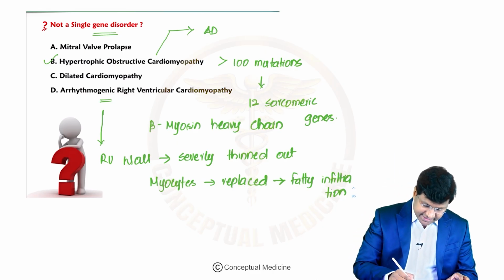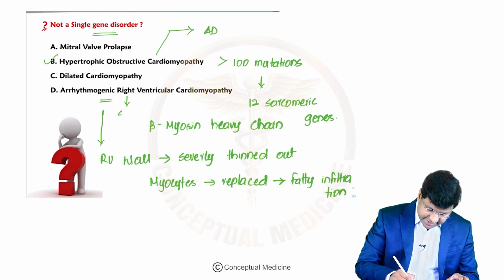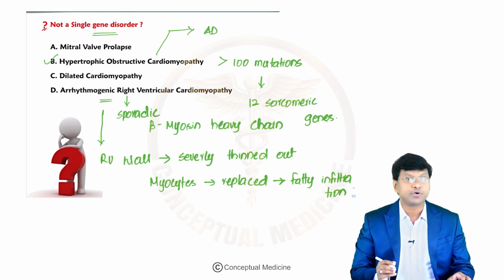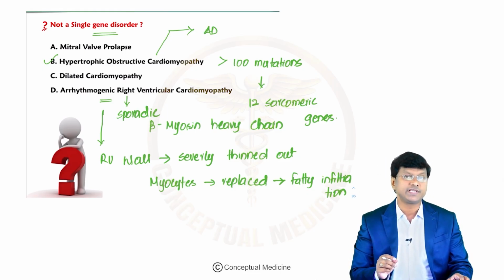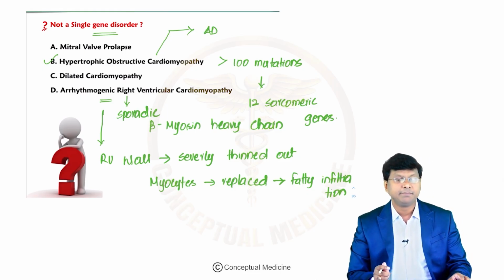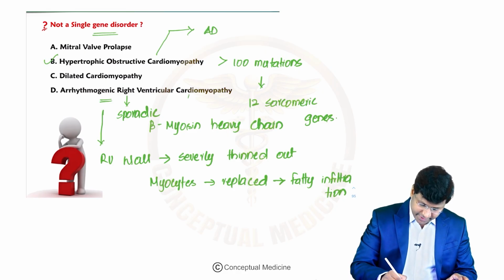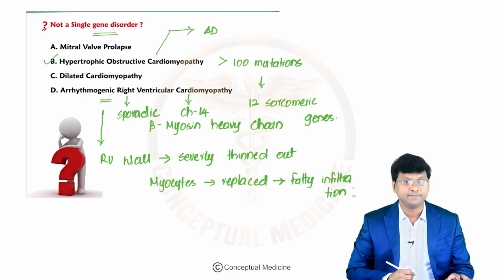And most cases of arrhythmogenic right ventricular dysplasia are sporadic in nature. But familial forms do occur, with gene defects localized on chromosome 14.